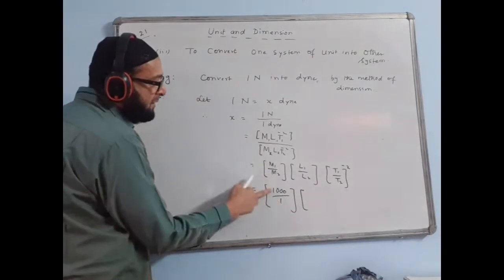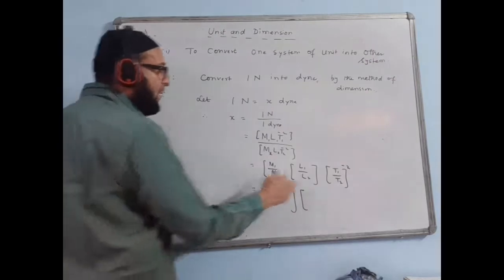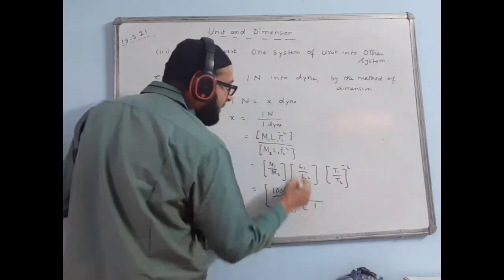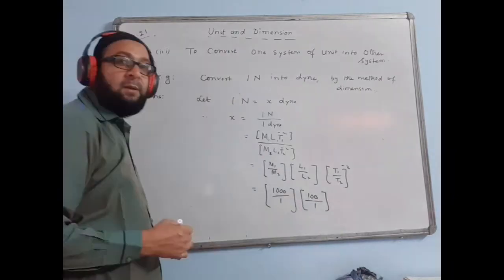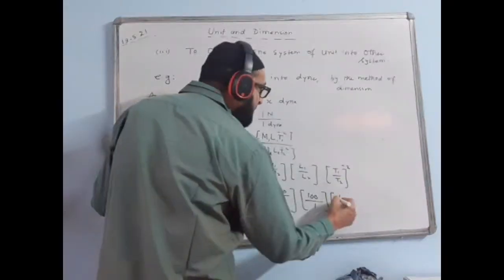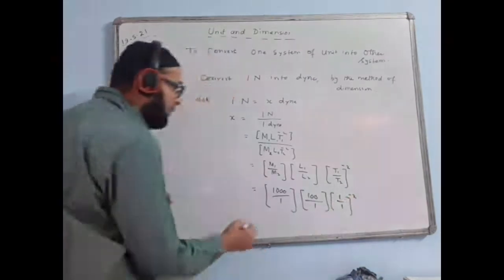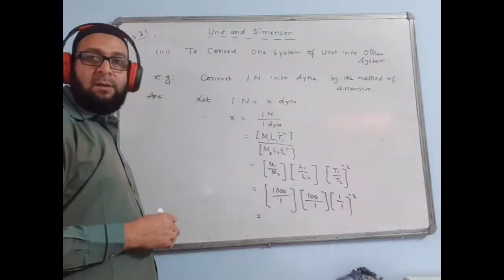This is 1 kg. 1 kg is how much gram? We are changing to the same unit: 1000. This is 1 meter and this is 1 centimeter. Meter is bigger, so change that into 100. 1 meter makes 100 centimeters. And time in both cases is second. So 1 second here, and here also 1 second, with power minus 2. In both systems it is in the form of seconds.